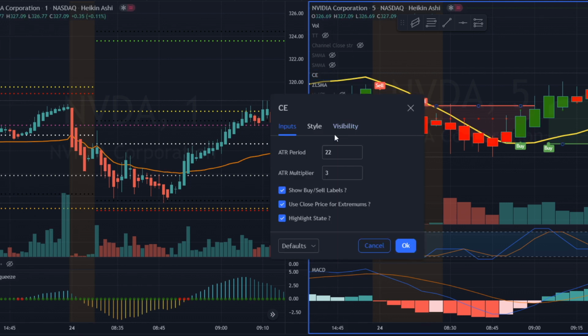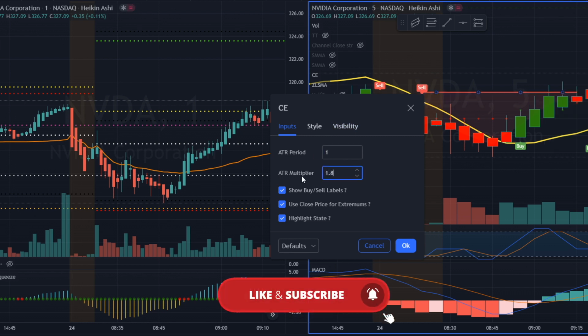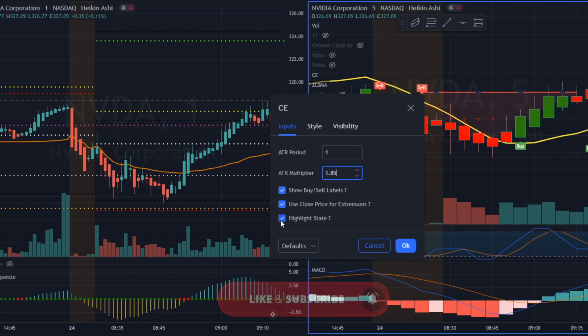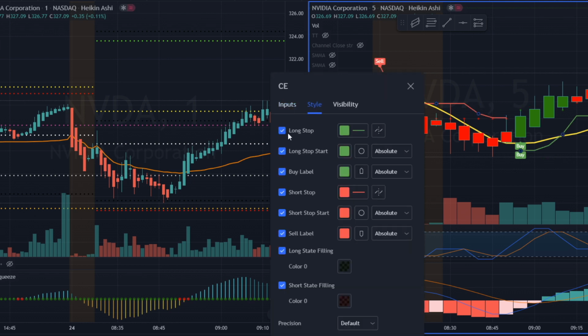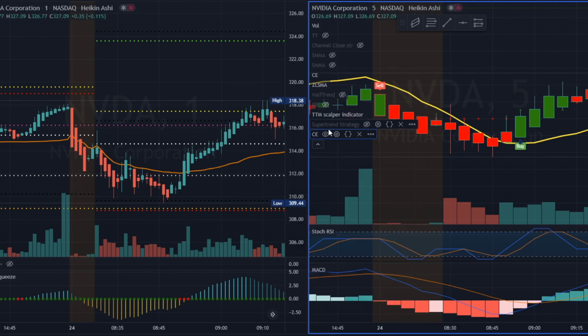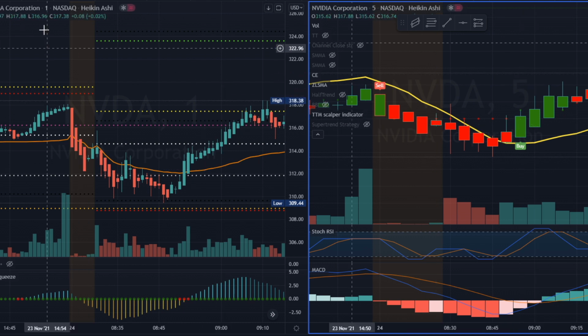So you click on your thing, go here, 1.85. Then I take off highlight state. I take off use close price. And then for style, I take off long stop, take all these off. The only thing I leave is buy label, which I put below bar, and sell label, which I put above bar. And now you see it's matching the one I have here. So those are the indicators I use.